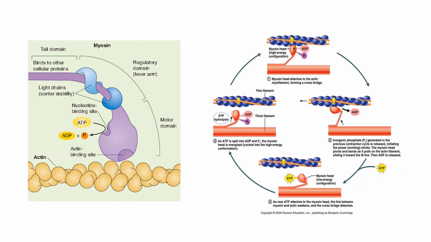Once it's hydrolyzed, then it will just detach from the actin. So this is how it moves, and the attachment and detachment of the myosin will lead to the movement of the actin filament.